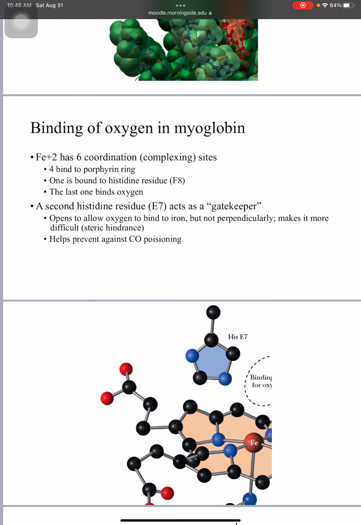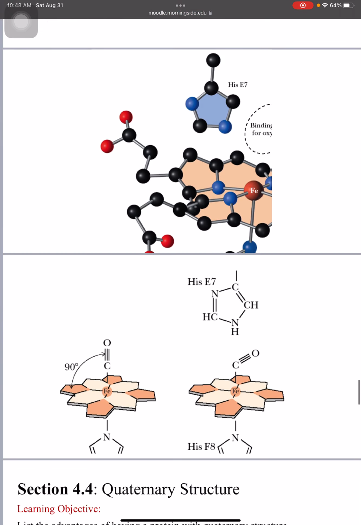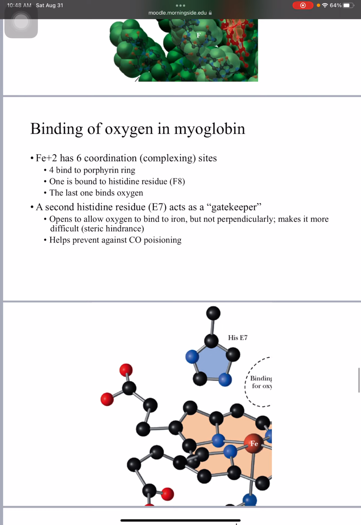It's literally sort of like the security guard that you have to pass by in order to bind with your iron. All right? So what happens is that oxygen will sort of come in here, and it's got to fit in between this histidine E7 and the iron, right? That makes it a little bit harder for the oxygen to come in. It's got to come in and bind sort of at an angle instead of just coming straight on perpendicularly.